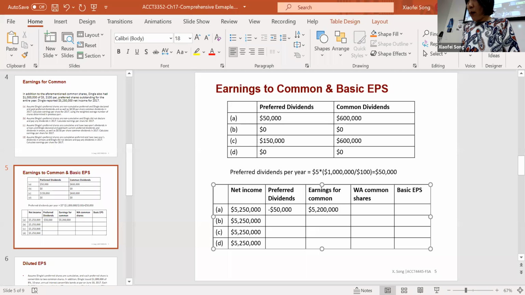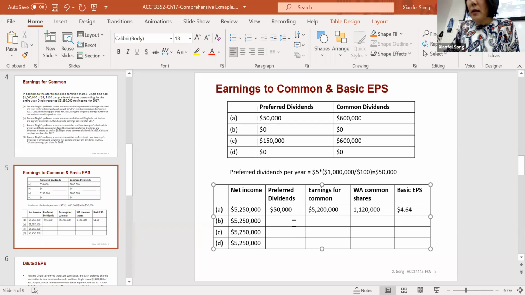Okay, and the weighted average shares we just did from the previous part. So it's 1,120,000 shares. So earnings per share is $4.64, rounded up to cents.